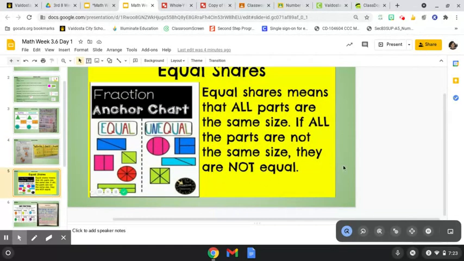Equal shares mean that all parts are the same size. If all the parts are not the same size, they are not equal.